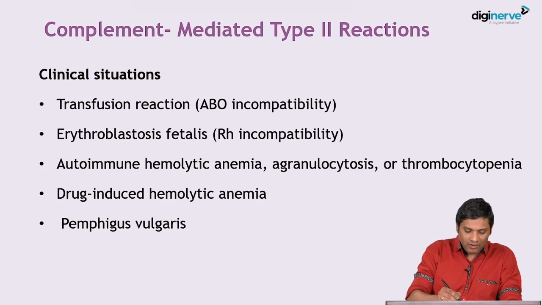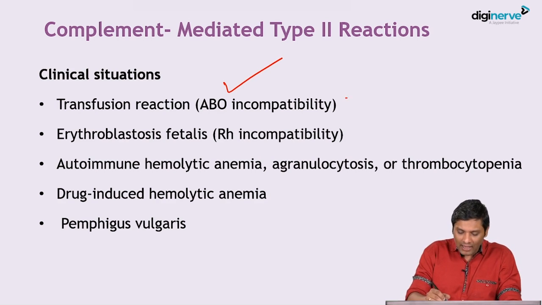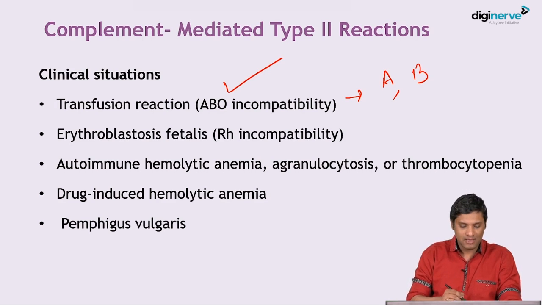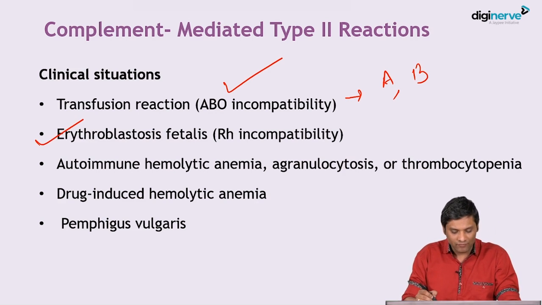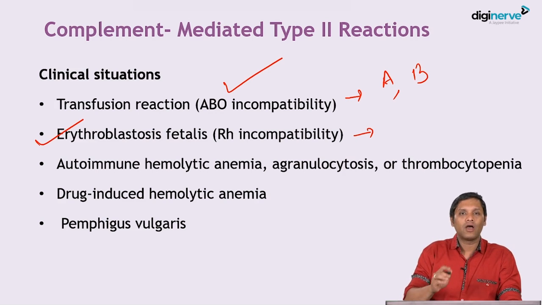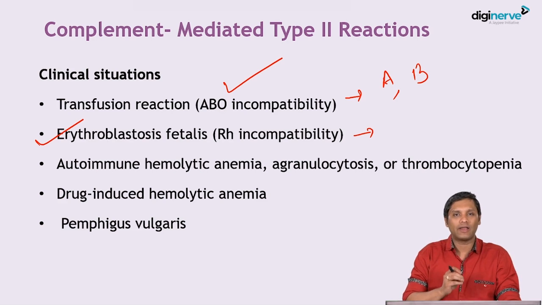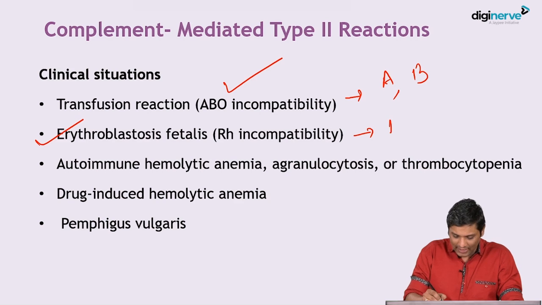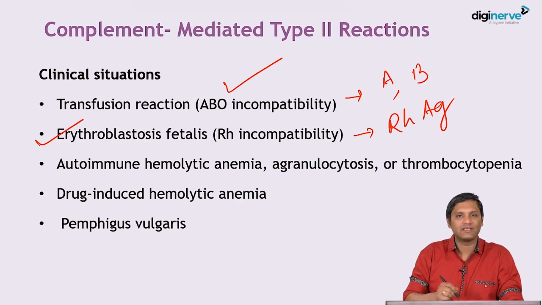Now we will see what are the clinical situations where complement mediated reactions take place. Transfusion reaction. Here the antigens are the A blood group antigen and B blood group antigen, against which the antibodies will be produced. Erythroblastosis fetalis or Rh incompatibility. This occurs in the Rh positive fetus when they are born to an Rh negative mother.